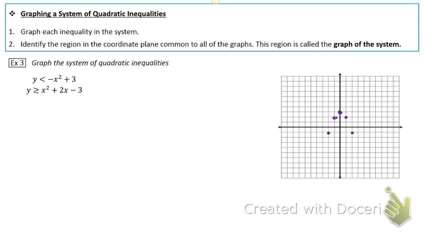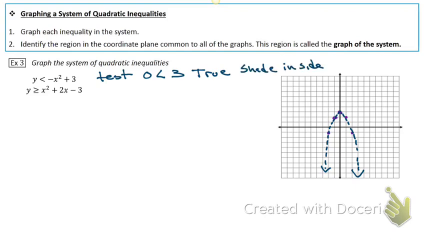Then I should be able to pretty easily graph it by going right 1, down 1, right 2, down 4. And I want to graph that dashed. Then I want to test a point, 0, 0, and it's true. So I'm going to shade inside, but I'm not going to shade yet. I'm just going to remember that the shading's on the inside because I only want to shade the overlap. The next one, I'm going to find the vertex.